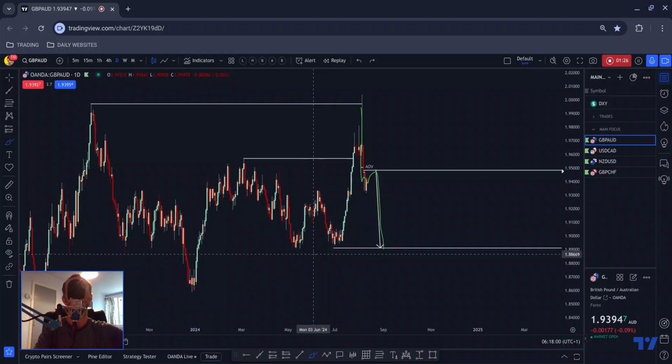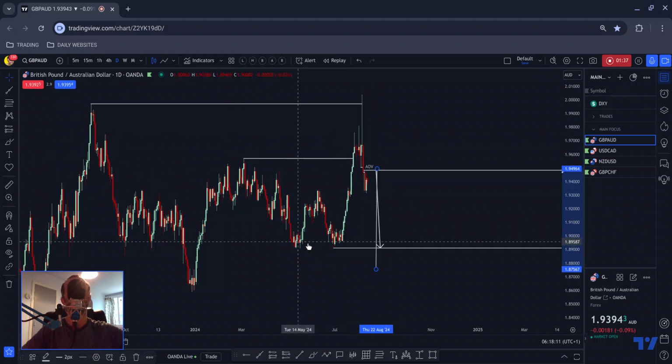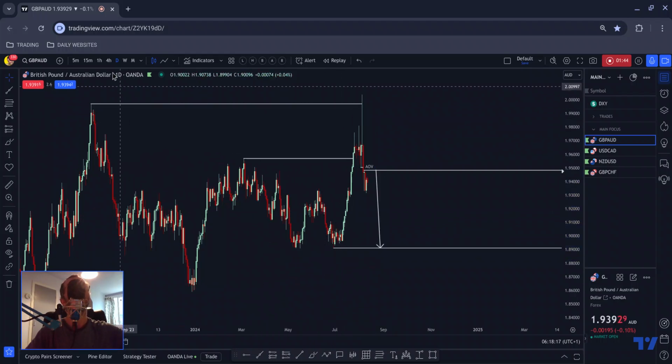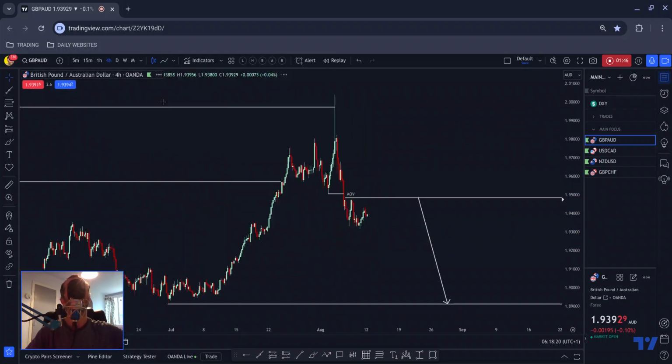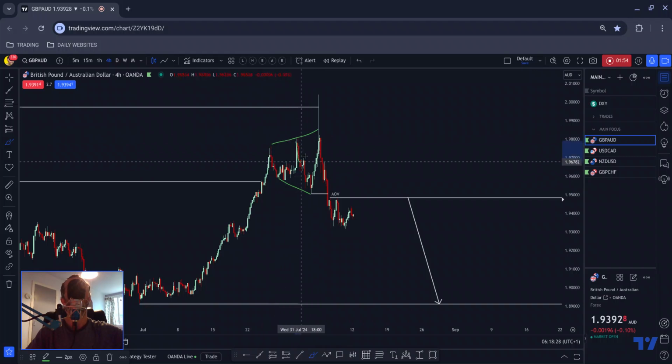because if we just measure the impulse, okay, and we assume the continuation leg out would be of a similar length, that would take us down to this area, or at least this area. So that makes contextual sense. If we just zoom down, you can see we even have an expanding pattern in there, a little reversal structure. Okay, with the middle section within there. So that makes contextual sense as well.